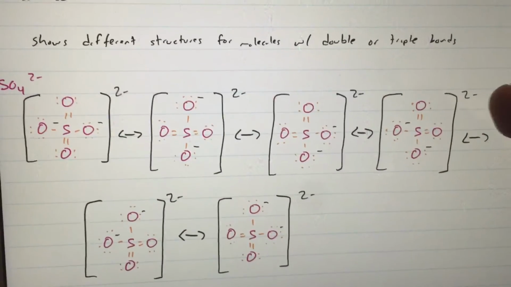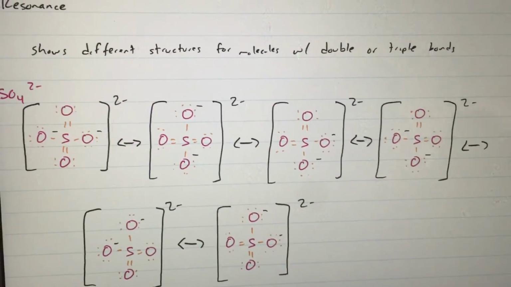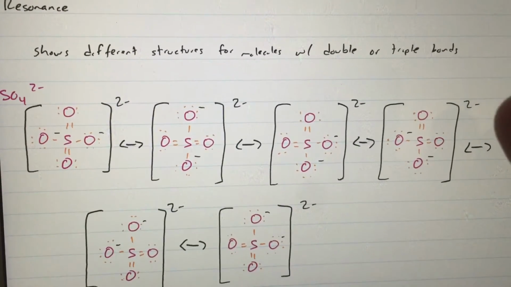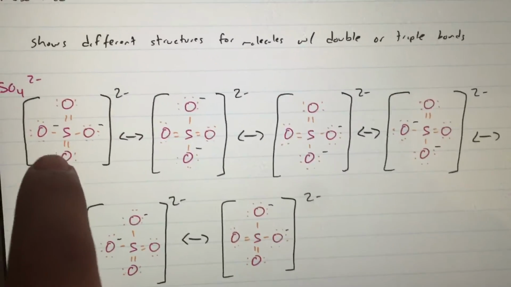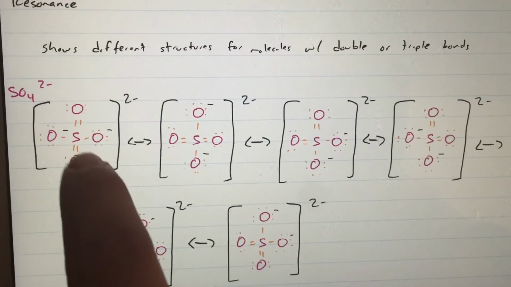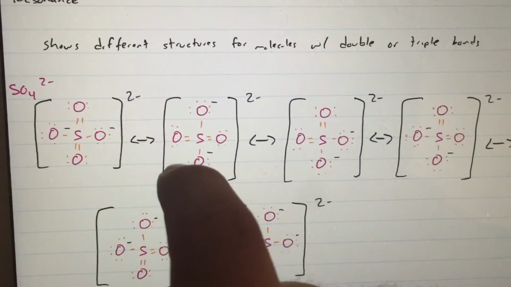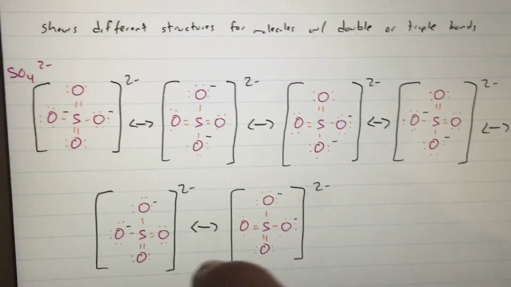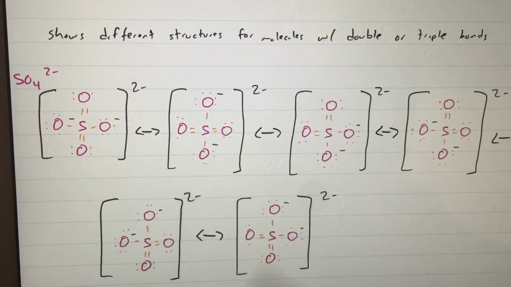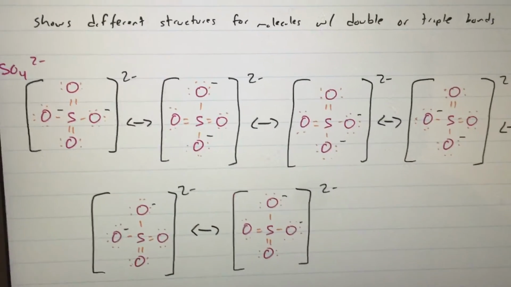And we do this to show that the double bonds are actually moving and they're not staying in one exact spot. So meaning at 1 second it could be this structure, the next one it could be this one, then it could be this one down here. So the double bonds are moving between each of these elements.